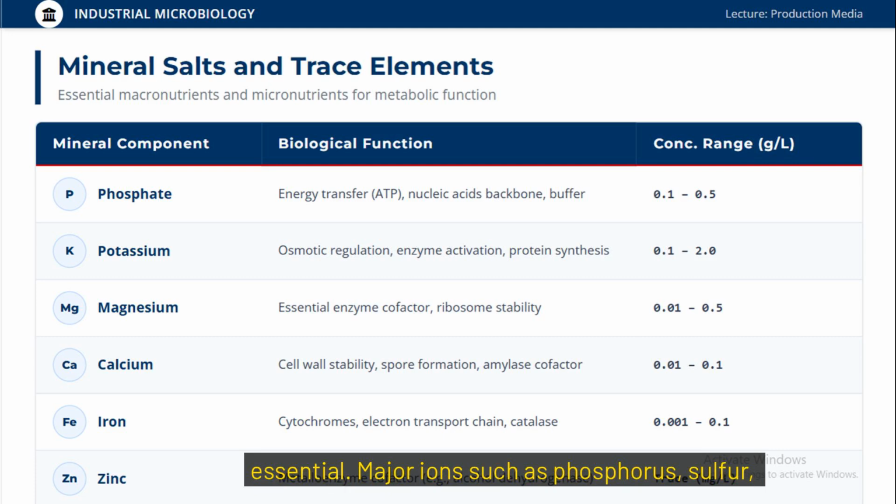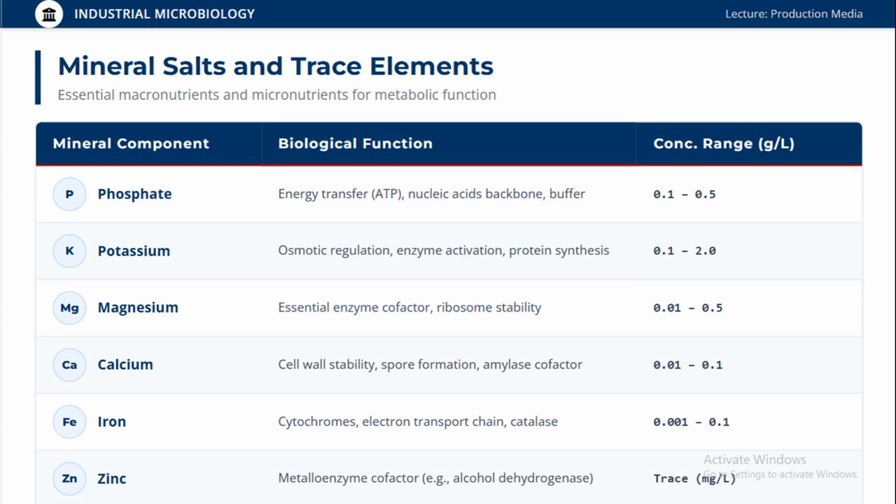Major ions such as phosphorus, sulfur, potassium, magnesium, calcium, sodium, and iron participate in central metabolism, ATP generation, membrane transport, nucleic acid synthesis, buffering, and enzyme activation. Trace elements such as zinc, manganese, copper, molybdenum, cobalt, and boron are needed in minute quantities as cofactors for specific enzymes. If these are deficient, the organism may grow poorly or fail to express important biosynthetic pathways.